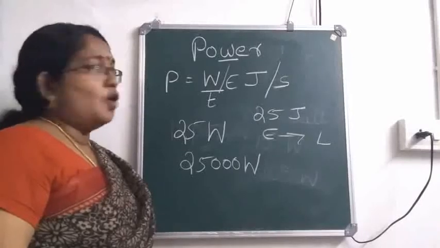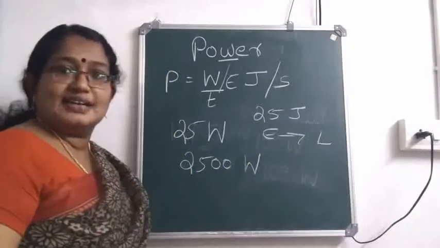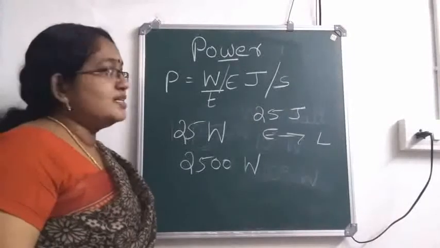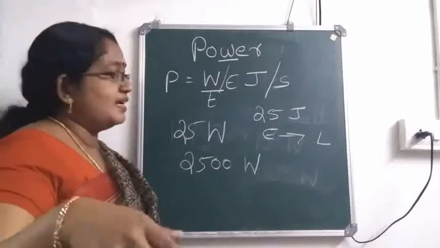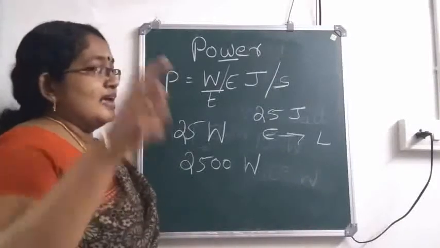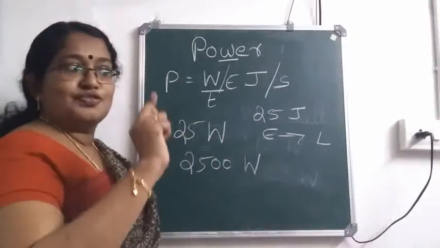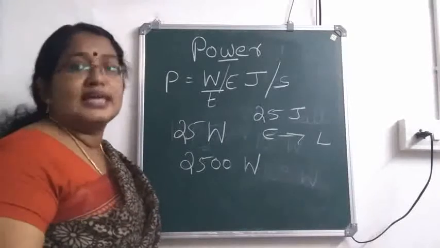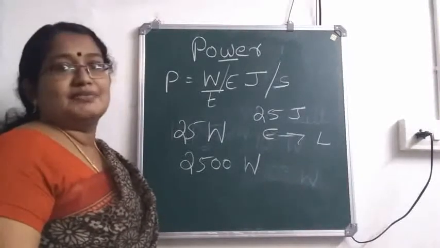2,500 watt, then what does it do? If the power rating of a heater is given as 2,500 watt, then what can you say? It converts 2,500 joules of electrical energy into heat energy. Okay. So is it clear about the power rating?